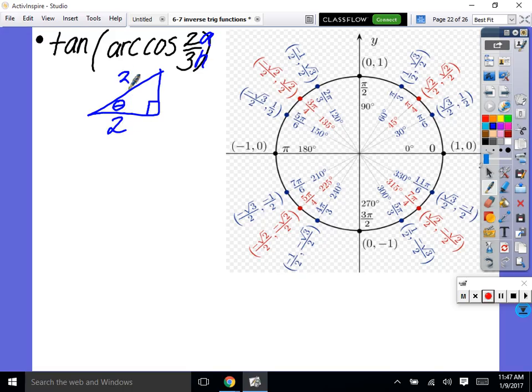So now we need to do Pythagorean theorem and figure out this side. 3 squared minus 2 squared. 9 minus 4 is 5. Square root of 5. Okay, so we now can find the tangent of that angle. Tangent is opposite over adjacent.